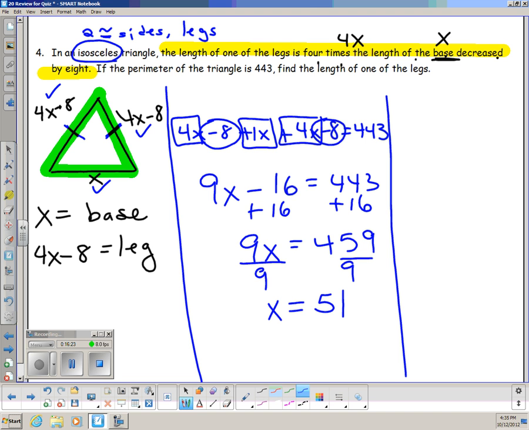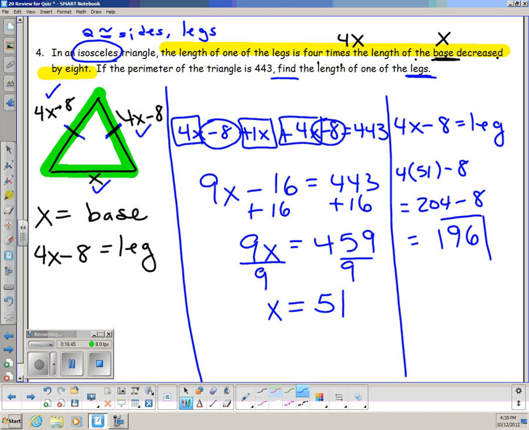I'm being asked to find the length of one of the legs. The legs are 4x minus 8. I now know what x is. It's 51. So I'll substitute 51 in for x. 4 times 51 is, let's see if I can do this in my head. 4 times 51 is 204. Minus 8 is 196. That's the length of one of the legs. There are no units in the problem. And I said if there were no units in the problem, I would not expect units in the answer.